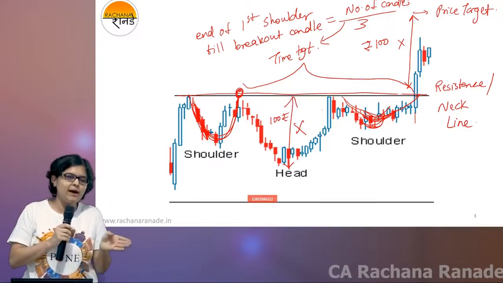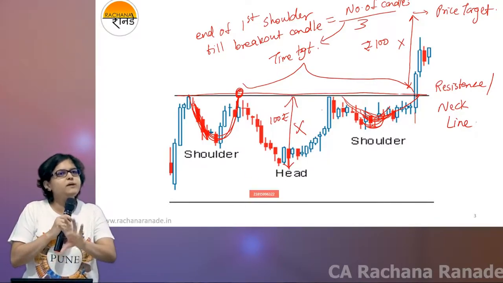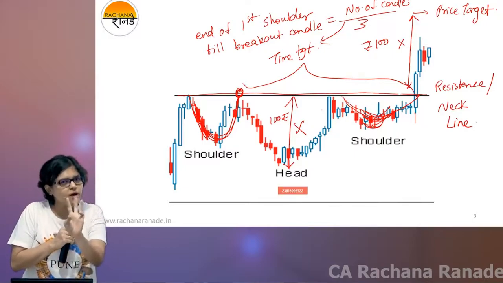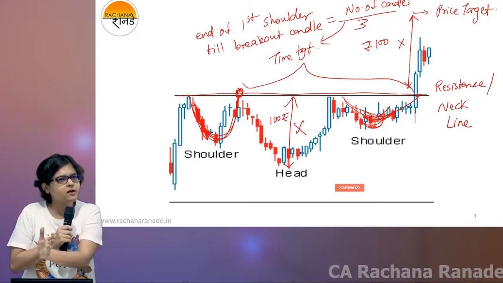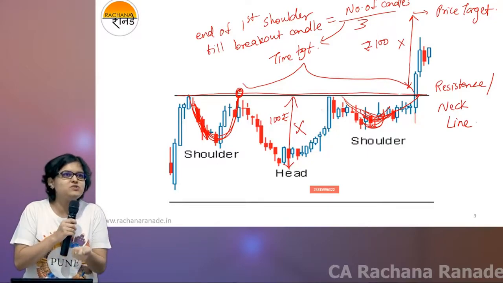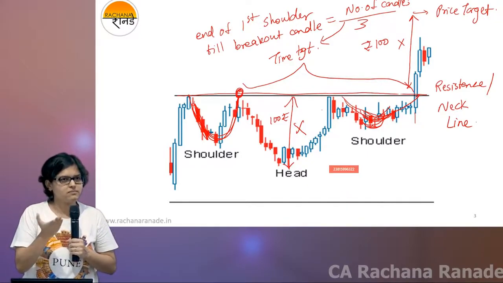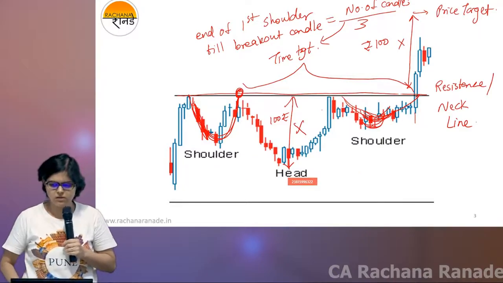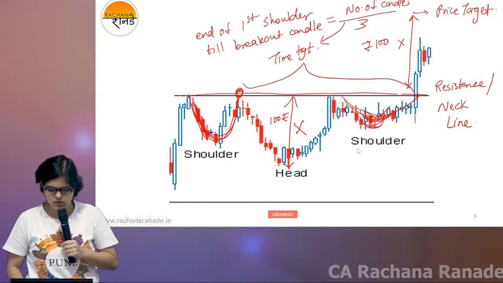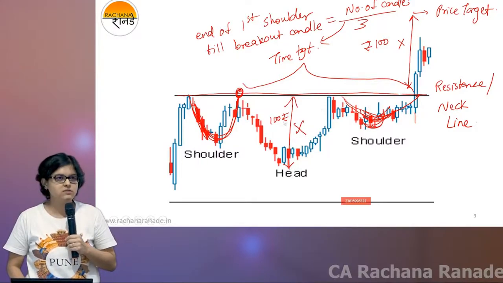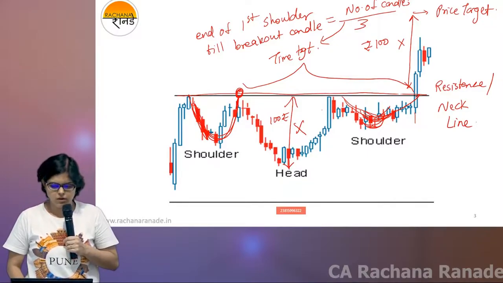But again, those who did the backtesting for head and shoulder pattern found that in majority of the cases, somewhere around divided by 3 number of candles, because it has gained that much strength. That's why it is moving forward quickly. This top of the head to the resistance. This one, this number of candles.